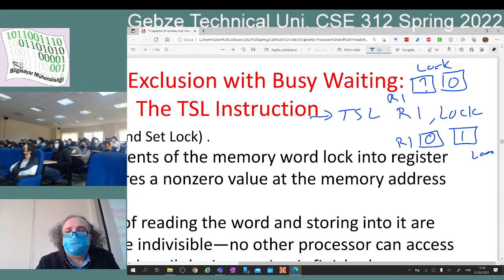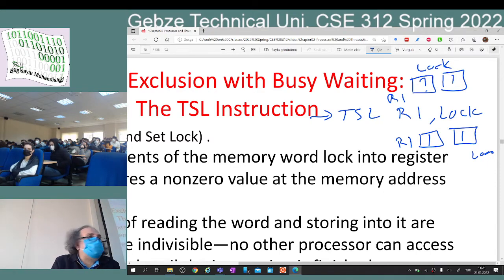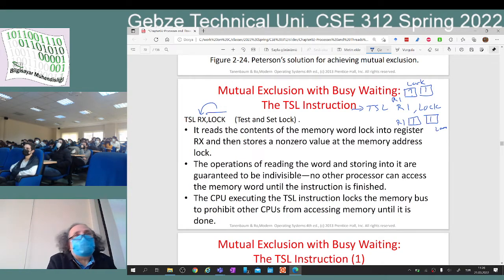Let's do the other case. If lock is one, when I execute this instruction, TSL R1 lock, R1 is going to be one, and lock is going to be one again. So check R1. If it is one, that means somebody has the lock. You cannot enter the critical region. And do this over and over again until you get an R1 value of zero. Again, a spin lock, but I don't have to do this interested thing, I don't have to give my process number to an enter critical region function and so on. So this is a very nice way of making sure that no two processes can enter the critical region at the same time. Again, I am going to do busy waiting, but I will find a solution for that in a few minutes.